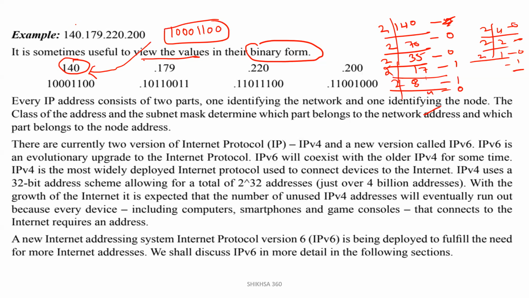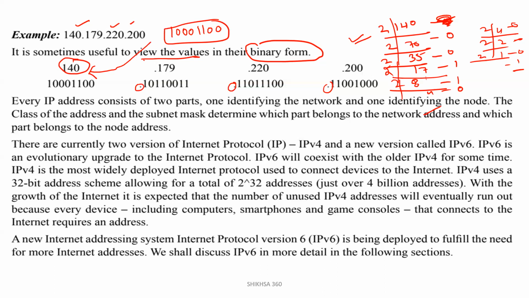So 140.179.220.1. Here they are showing that this is decimal. How do we convert it into binary? I think you can easily understand. Now, if anyone has any doubt or query regarding how we have converted decimal to binary, you can ask.